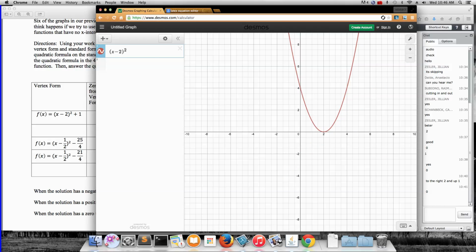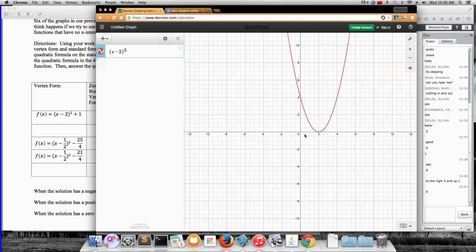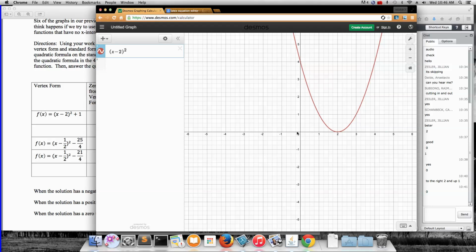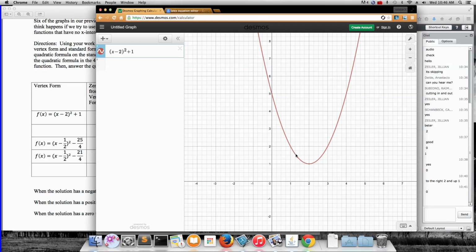Like you said, this is a regular parabola, as you said, Jillian, that's moved to the right 2. There, you can see that there. And then I'll put the plus 1, and that moves the graph up 1. So we take a look at this parabola, and it's a nice parabola like that. Are we cool with that?